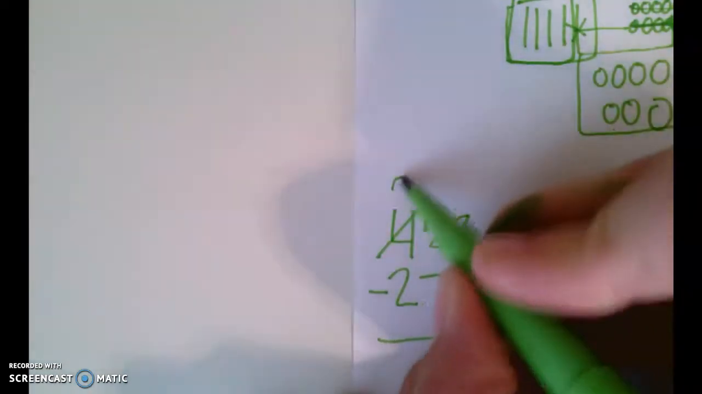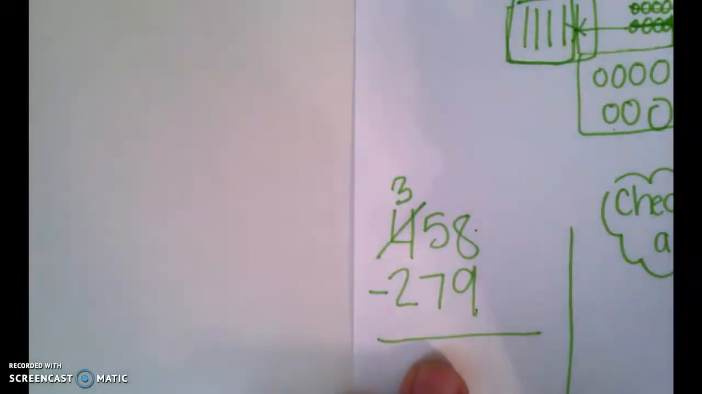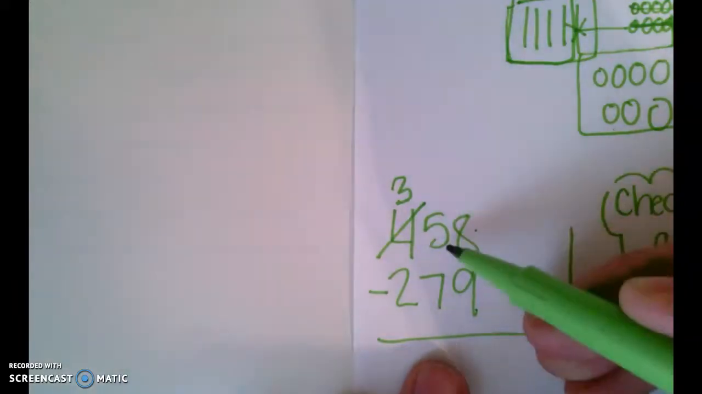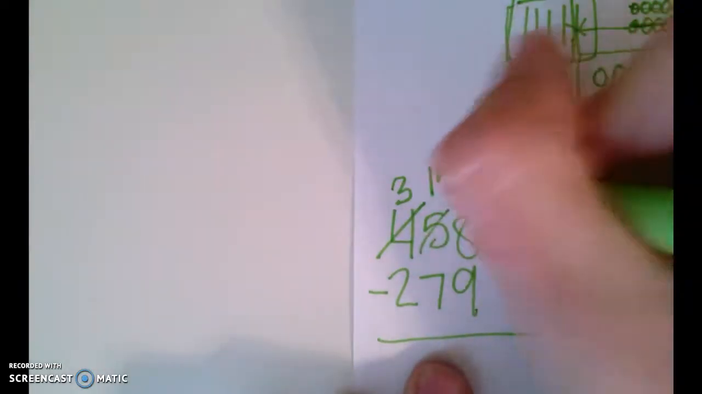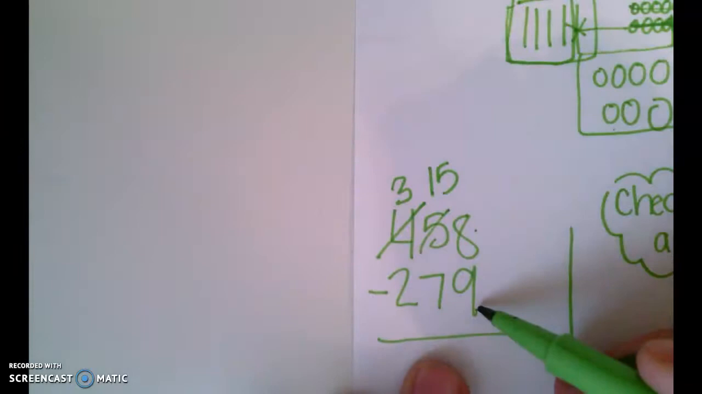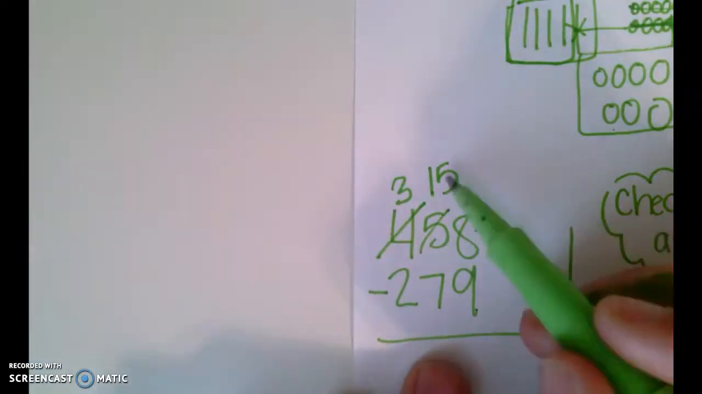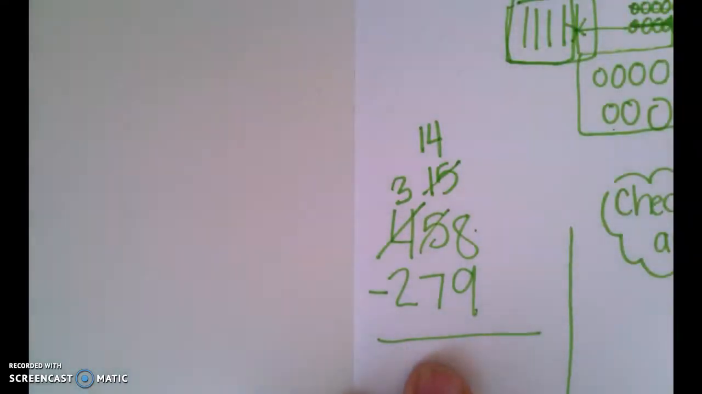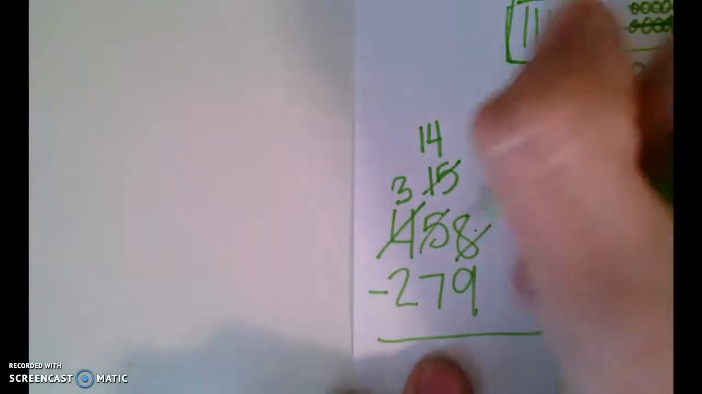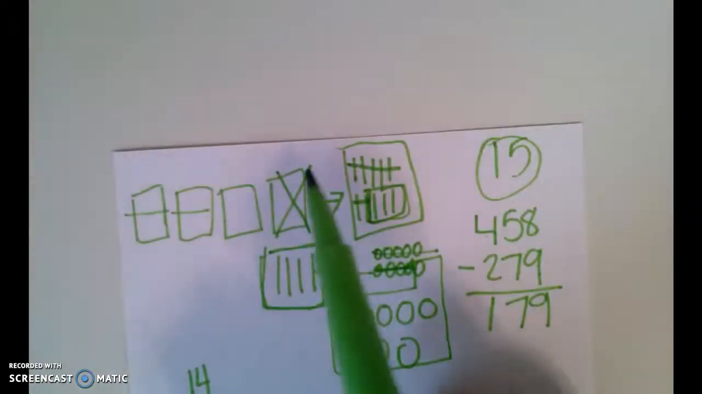So I'm knocking, and I ungroup to get 300 and 10 tens. So what's 10 tens plus 5 tens? 15 tens. Now I can do the same here. If the number on the bottom is bigger than the top, knock, knock, knock. I ungroup a 10 to get 10 ones. So what is 10 ones plus 8 ones? 18 ones. Remember, it's the same thing that we did up here.